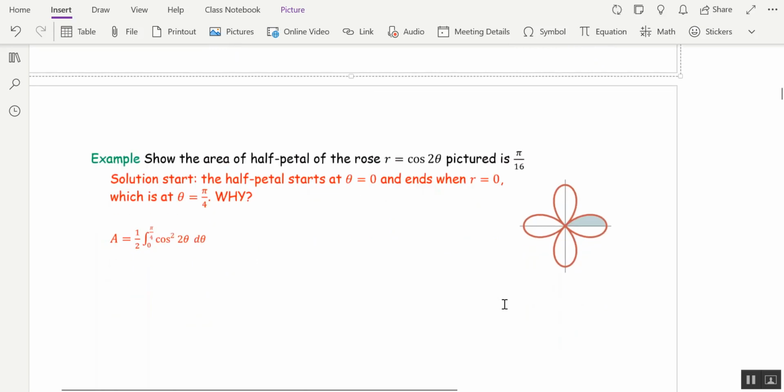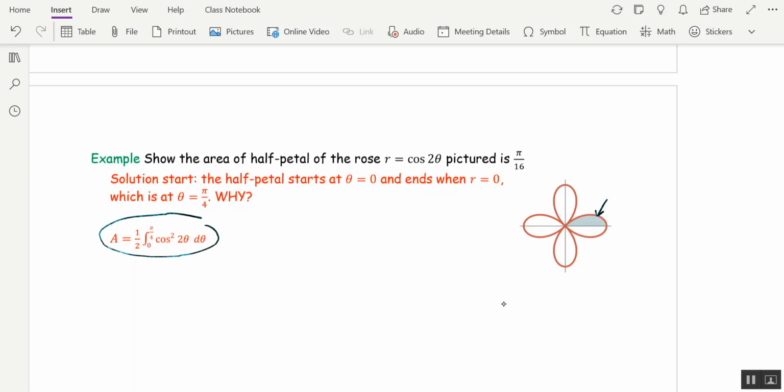So I went ahead and graphed this rose on Desmos, and we want the area of the half petal shaded over here. And so I've set up the integral 1/2 from 0 to pi over 4 of cosine squared 2 theta d theta. Now the question is, where's the pi over 4 coming from? We can see clearly the beginning angle is theta equals 0, but the petal ends down here when r is 0. And so I want to set r equal to 0 to find out where that petal ends.